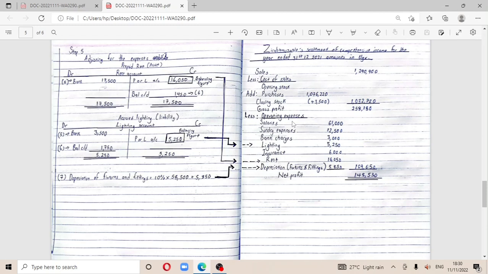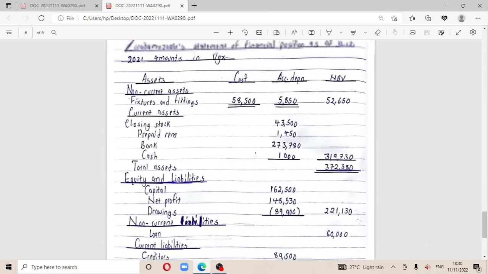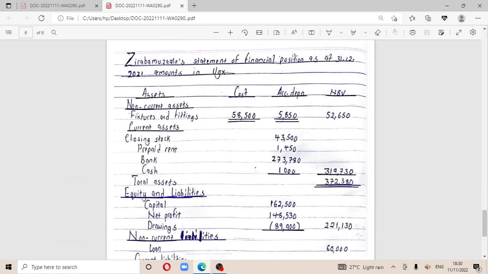So after doing that, we list operating expenses, and we have the salaries, the sundry expenses, the bank charges, the lighting we have already adjusted, and this is the figure we take. Insurance, then rent we have also adjusted, and this is the figure we take. Then depreciation, since depreciation is an expense, put that figure there. So we add and then we get this. Then after that, gross profit less total operating expenses, and then we get our net profit.